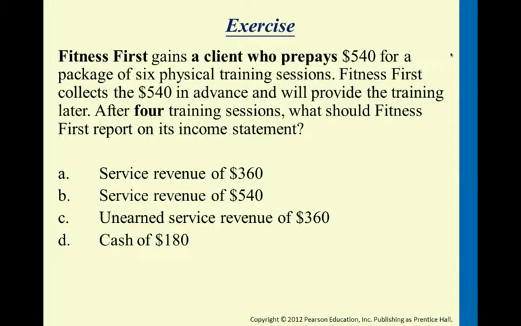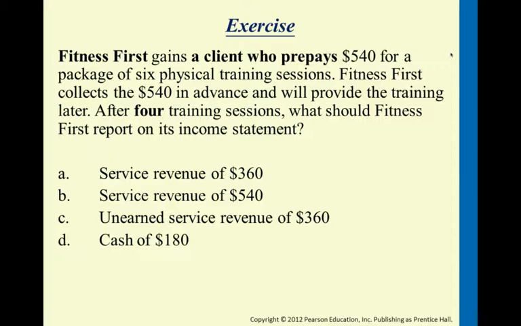So in the beginning, when Finis first gains a client who prepays $540, the entry would look like the entry that we covered earlier. We have cash collected, $540, and we have an unearned service revenue generated because we owe the client $540 worth of service.